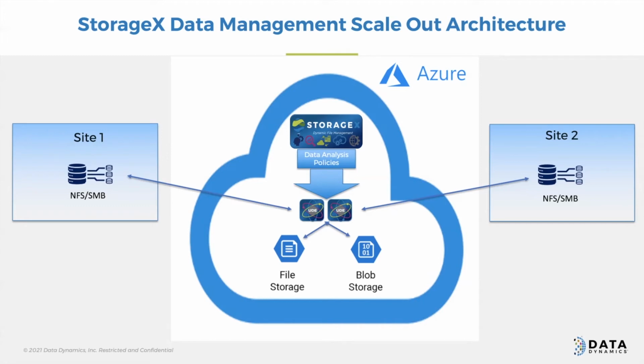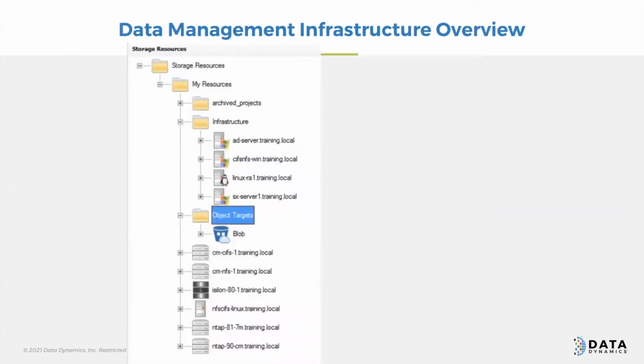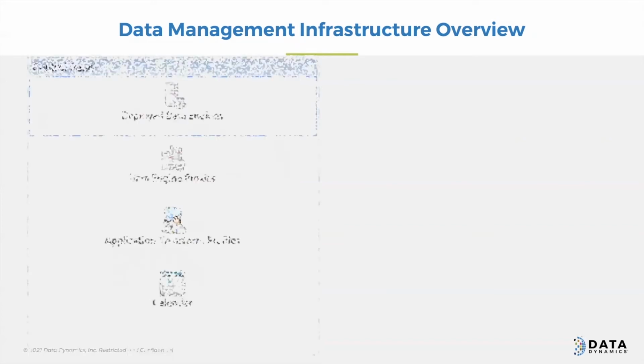They can move data between any NAS storage and any NAS storage, and also between any NAS storage and object storage, including blob. When you start your infrastructure, what you do is import all of your resources. I've separated them into folders. So there's an infrastructure folder, object targets, and then the rest of it is all of my storage. That would be things like NetApp or NFS or Isilon, things like that.